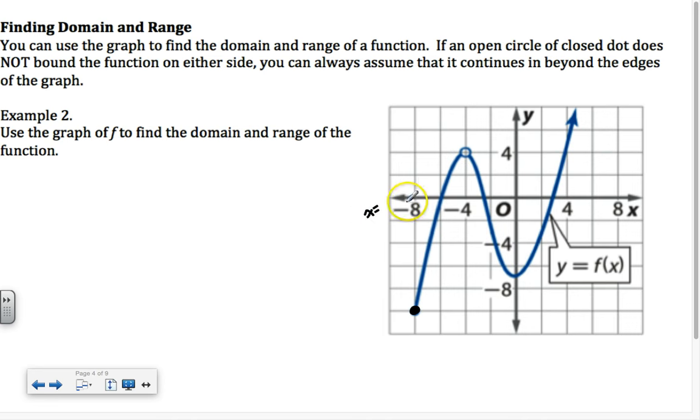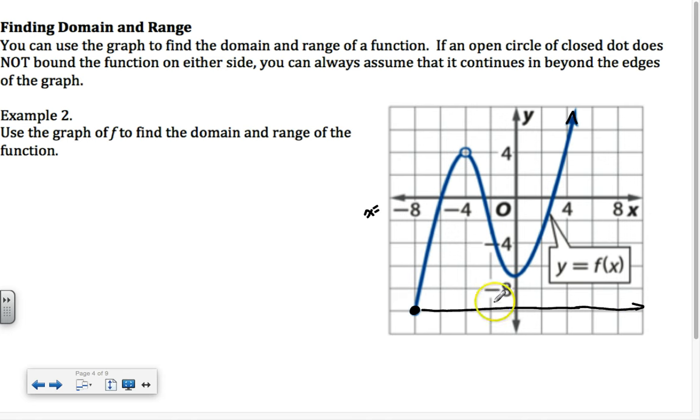And then I also notice that the graph continues going. If I look at the graph, the arrow here means that this graph is going to keep continuing up and up and up forever. But it's also going to keep continuing out along the x-axis. So this graph is going to be defined pretty much everywhere along this x-axis on the domain, with an exception.